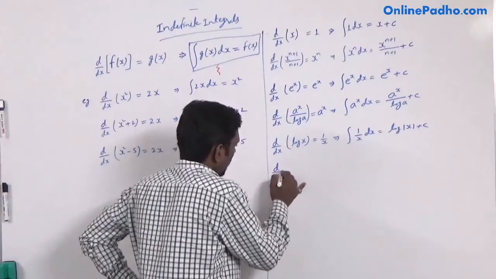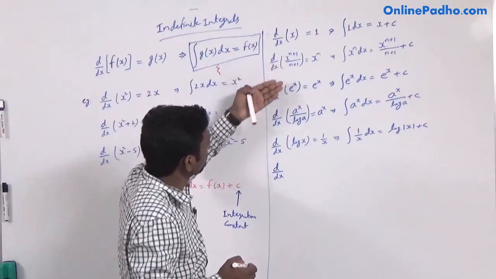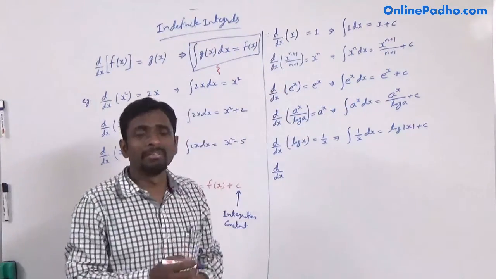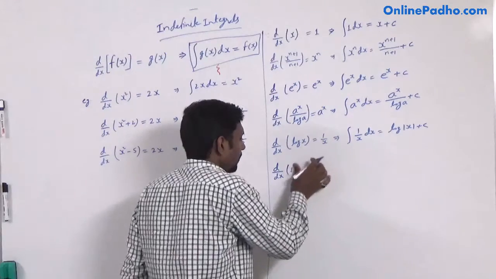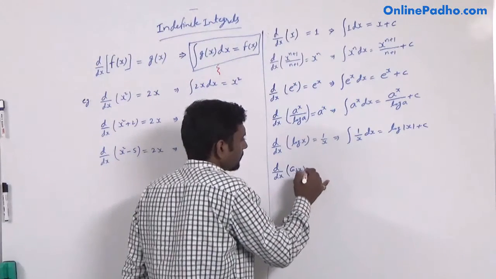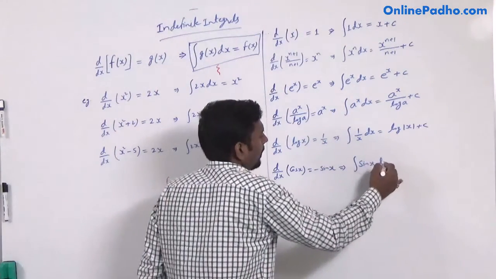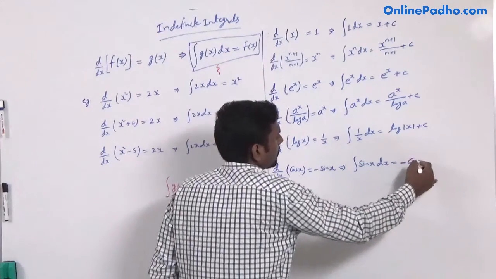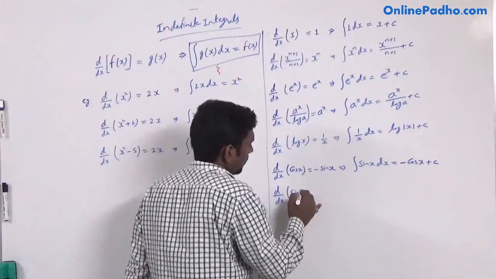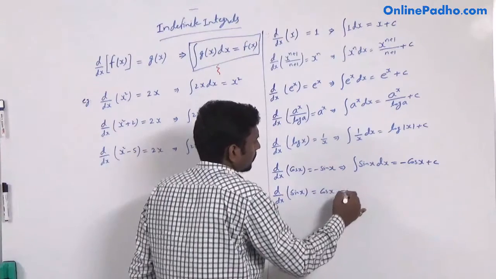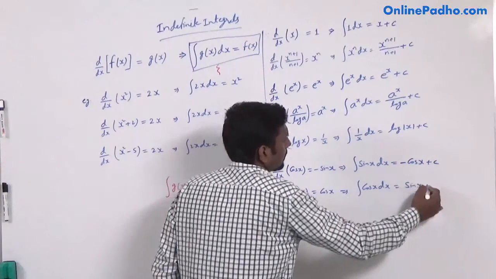Now we can also derive some formulas for trigonometric functions. These are the formulas of the exponential function and logarithmic function. Now we can derive some formulas for trigonometric functions also. You know the derivative of cos x is equal to minus sin x. So the integration of sin x can be written as minus cos x plus c. You know the derivative of sin x is equal to what? Cos x. Therefore the integration of cos x with respect to x can be written as sin x plus c.